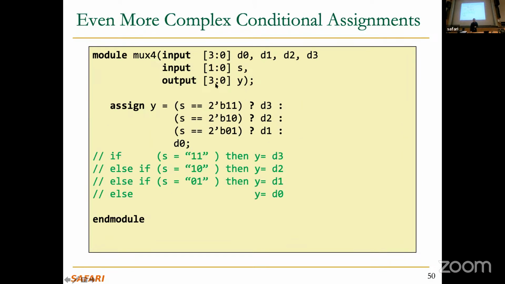But there are other ways of defining it. This is another way of doing the same thing, right? Basically, you assign Y. If S is equal to 1,1, it's D3. Otherwise, if S is equal to 1,0, it equals D2. Otherwise, if S is equal to 0,1, it equals D1. Otherwise, which is the only case left, it's equal to D0. So basically, it's a cascaded assignment using ternary operators. And this is the same as if, else if, else if, else. Those were more otherwises, right?